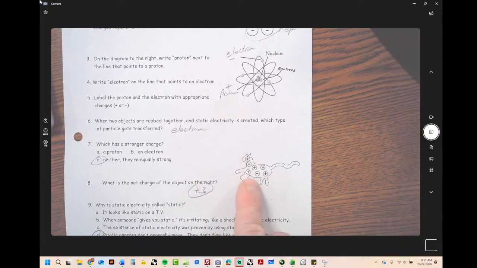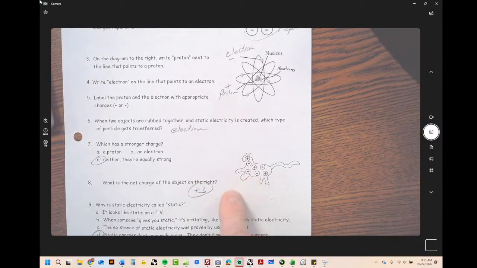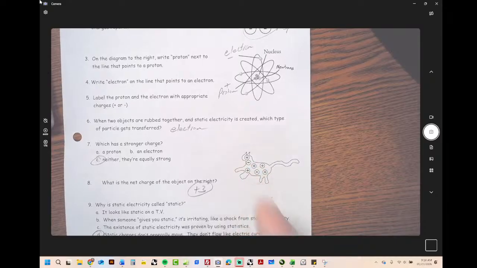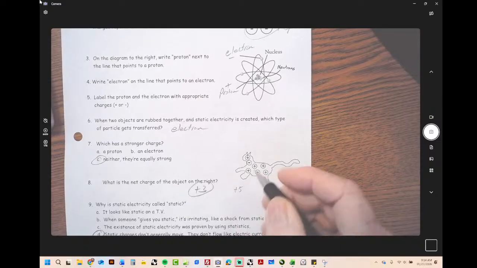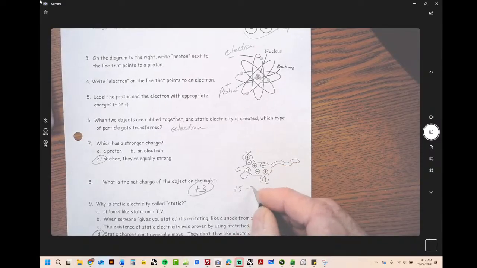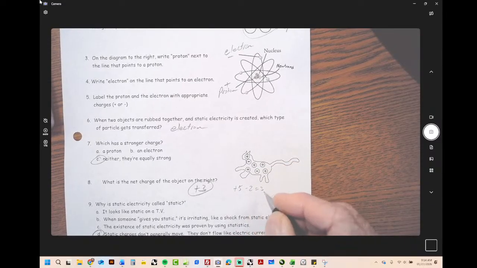The net charge on this cat, I think it's a cat, is +3. So 1, 2, 3, 4, 5 positive charges, and 1, 2 negative charges. 5 minus 2 is +3.